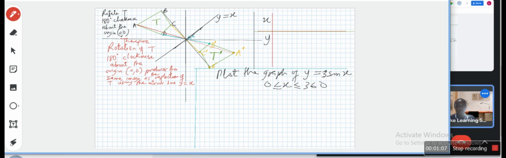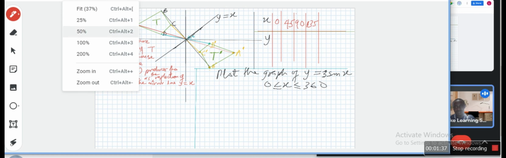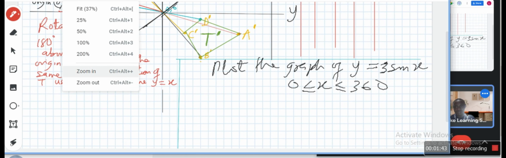Okay, so when x is 0, what will be y? Let's break it down a bit. Let's do 45. What will be y? You may want to know why I am using 45. When x is 90, what will be y? When x is 135, what will be y? When x is 180, what will be y? The space is too short. Let me see if I can reduce it a bit. Let me zoom in properly, zoom in to accommodate more lines.